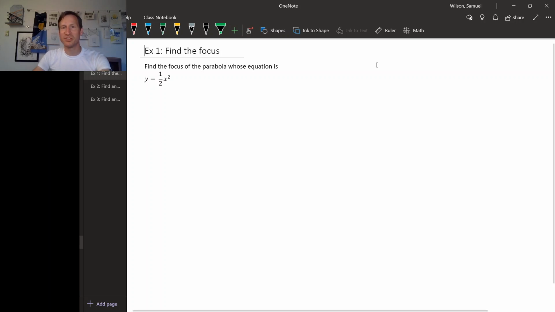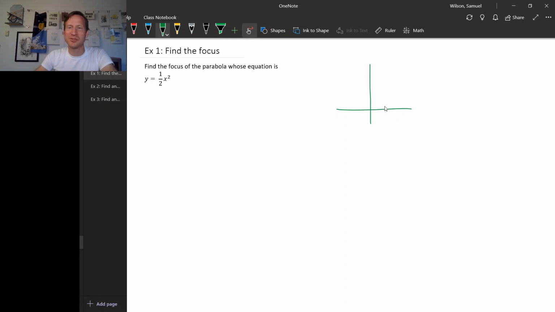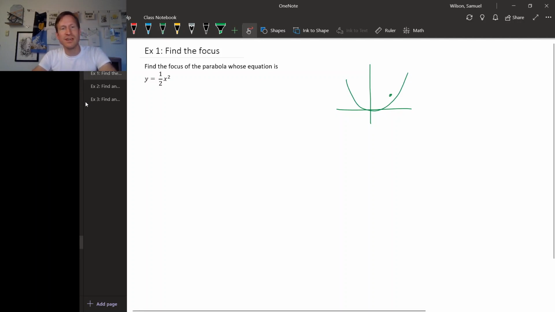Here are a couple examples of working with the equation of a parabola. To start out, let's find the focus of a parabola whose equation is y equals 1/2 x squared. This is the sort of parabola that you've probably graphed before by finding some sort of axis of symmetry, maybe plotting a point, and so on. But what we're going to do is use the correspondence between the equation of a parabola and the geometry of a parabola that we worked out.